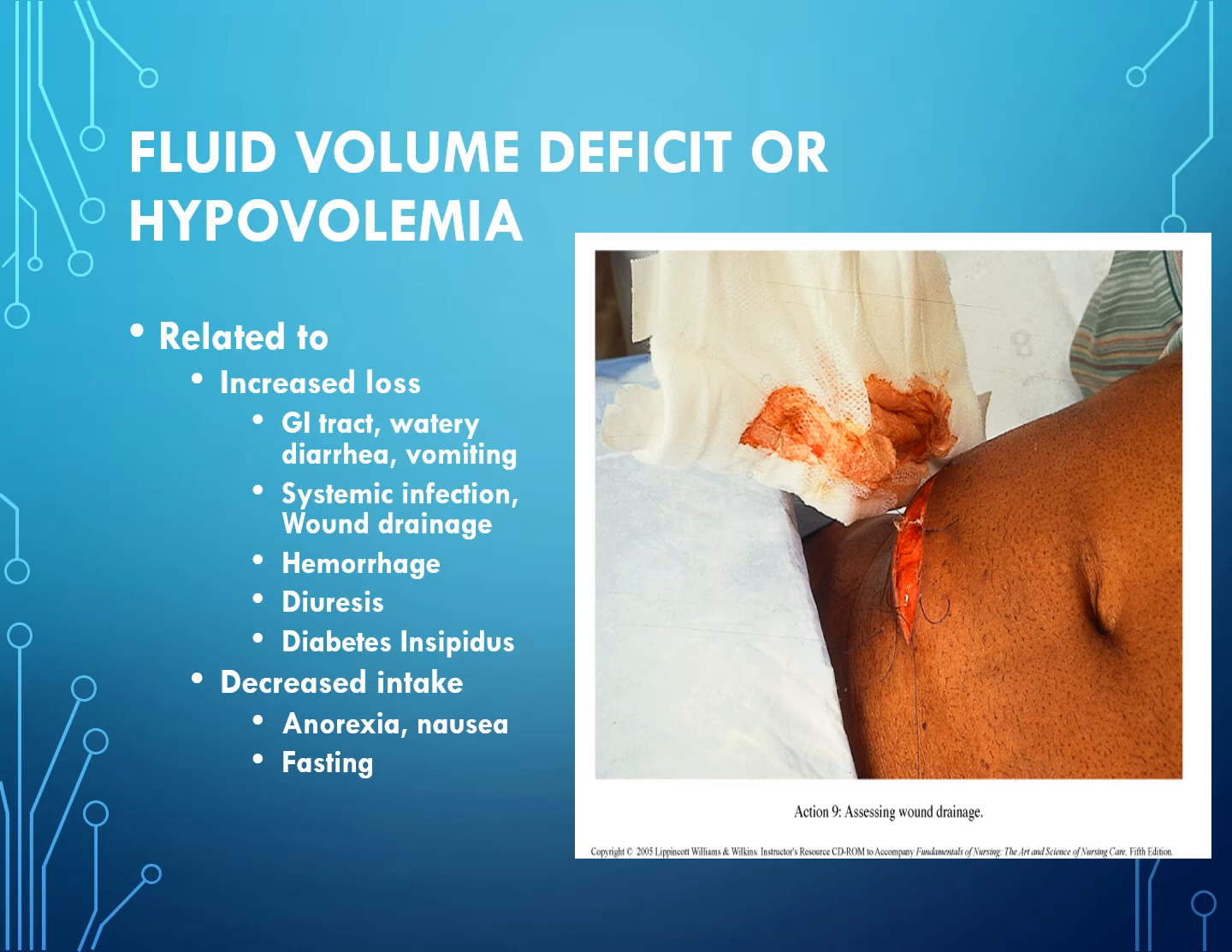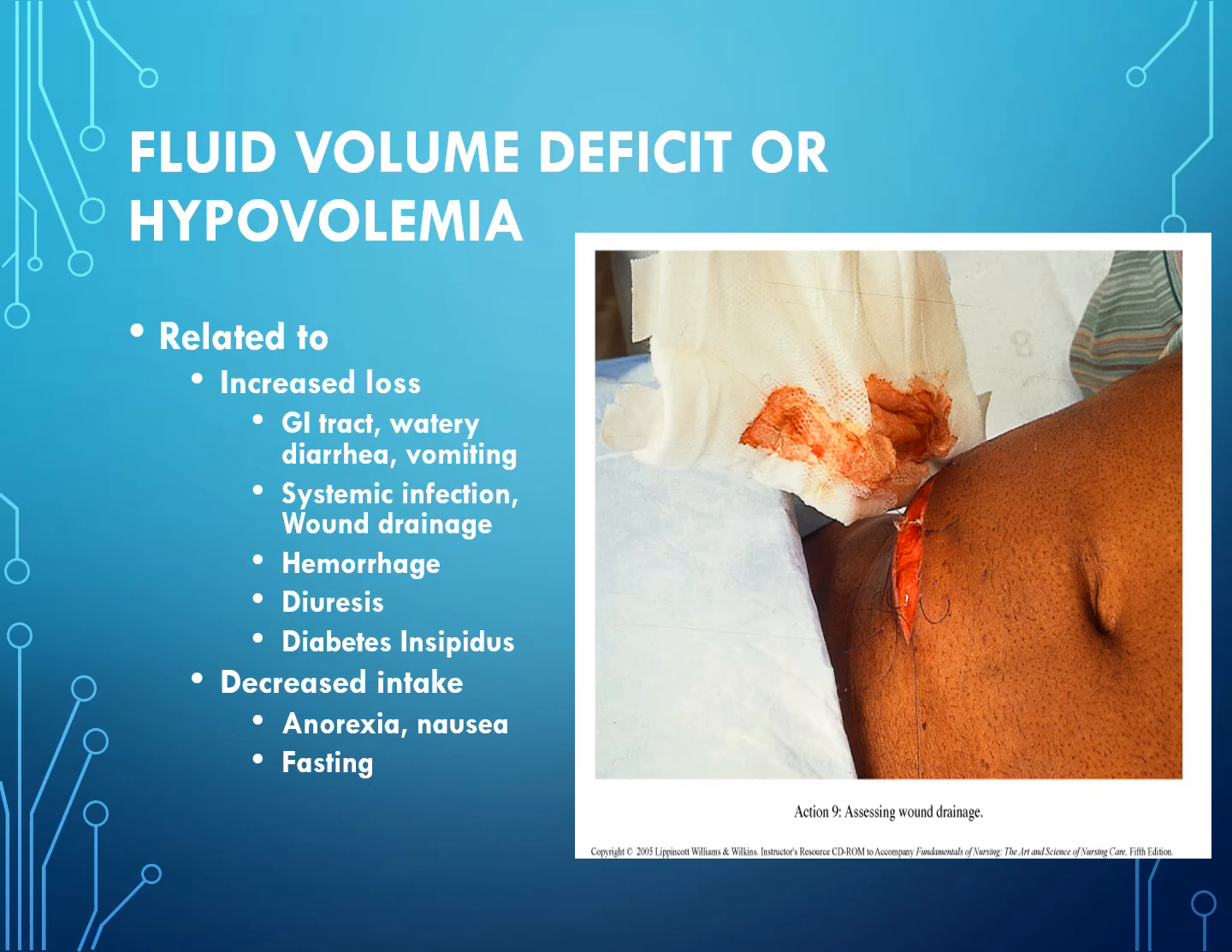Diuresis, increased fluid loss through urine. Diabetes insipidus is decreased production of that antidiuretic hormone, and it leads to large quantities of dilute urine, usually caused by a tumor putting pressure on the pituitary gland or invading the pituitary gland.